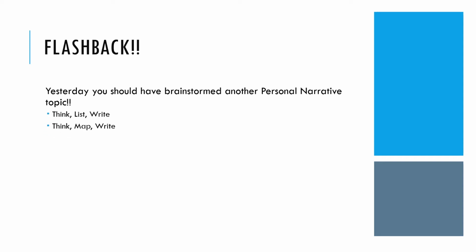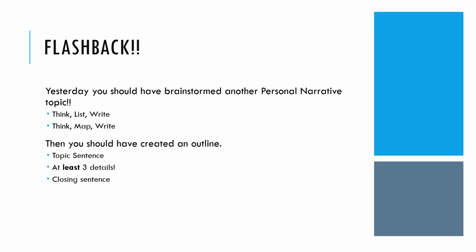Let's have a quick flashback from yesterday. So yesterday you should have brainstormed another personal narrative topic. This should have been done through Think, List, Write or Think, Map, Write. Then you should have created an outline. Your outline should have a topic sentence, at least 3 details, and a closing sentence.